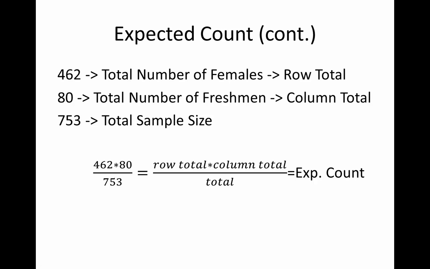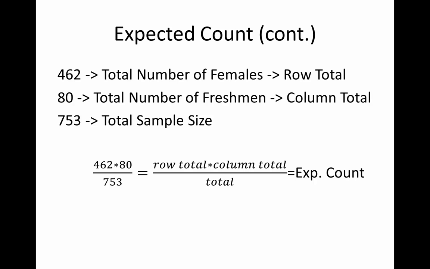But here, we've got three numbers in our calculation: 462 times 80 divided by 753. 462 is the total number of females, also known as the row total. So everyone in that row, there's 462 total females. 80 is the total number of freshmen, or our column total, and 753 is our total sample size. So 462 times 80 divided by 753 is simply our row total times our column total divided by our overall total. I think we got something like 49.08.